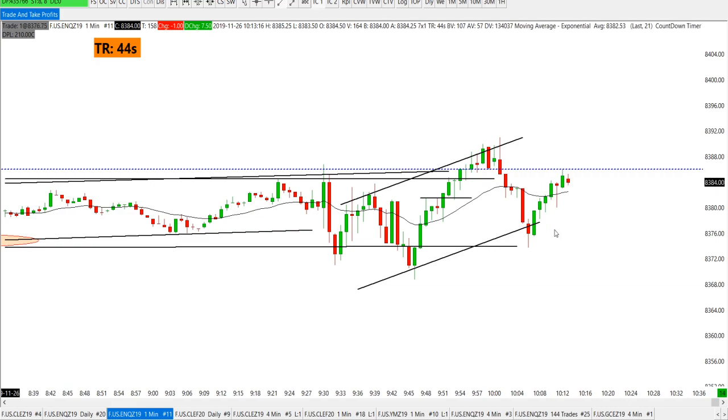Because overall, you see that this channel is working right now, right? But I'm at a stage where it doesn't matter if I have a channel or if price is at support and resistance. I just don't buy just because, okay?